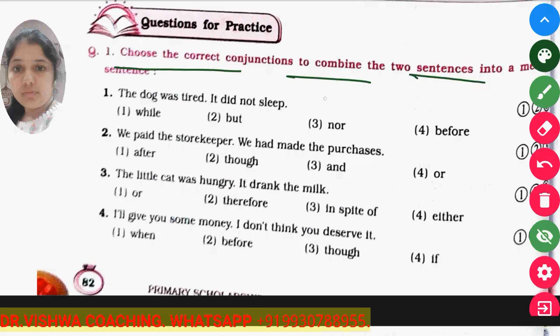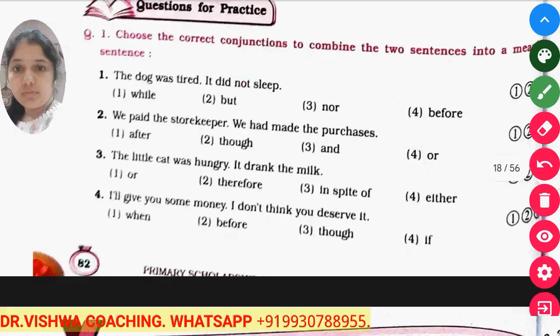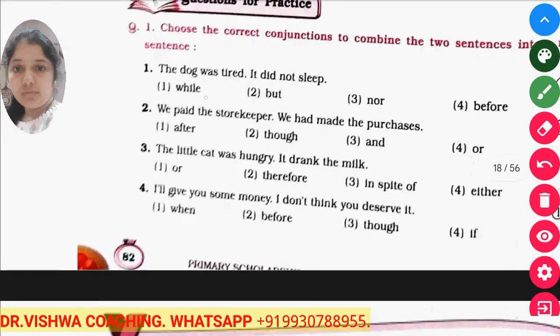to combine the two sentences into a meaningful sentence. Okay, the dog was tired is one sentence. It did not sleep is the other sentence. While, but, nor, and before are the given options. Now, the dog was tired, but it did not sleep. So but is the correct conjunction word there.